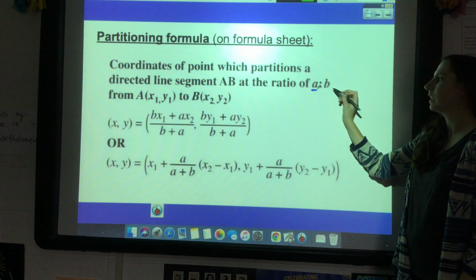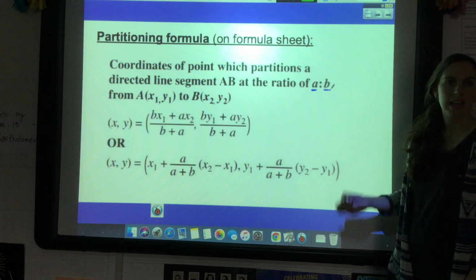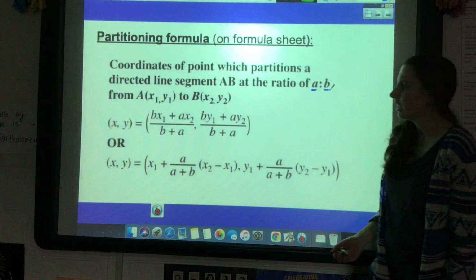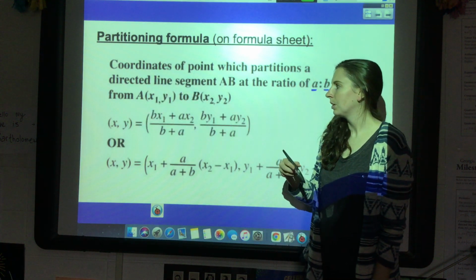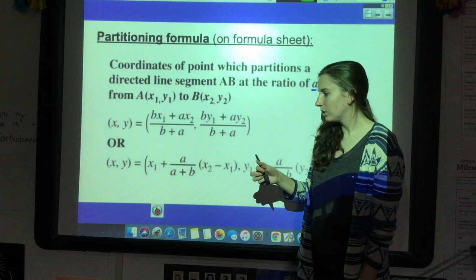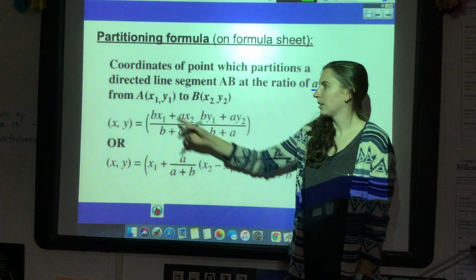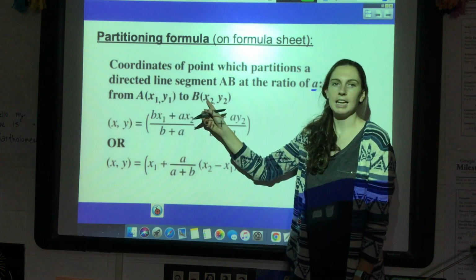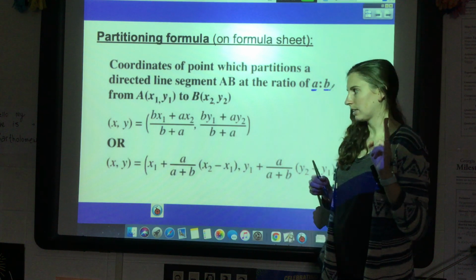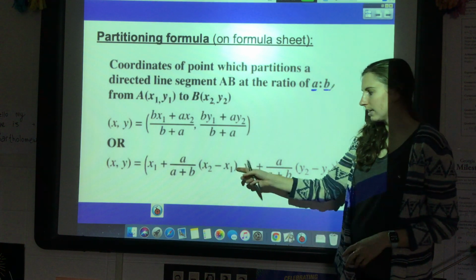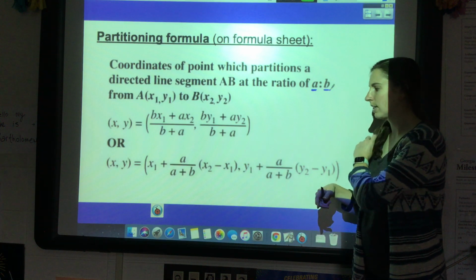A is going to be the first thing in your ratio, B is the second number in your ratio, from the point x1, y1 to x2, y2. So all you have to do is fill in the 2 points, the beginning and end, and your ratio. There are actually 2 formulas that do it for you. I like this second one because it makes more sense.